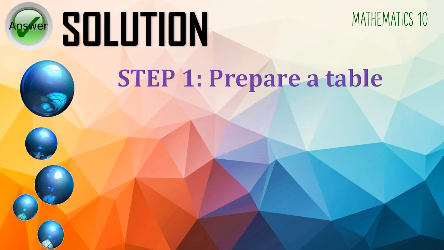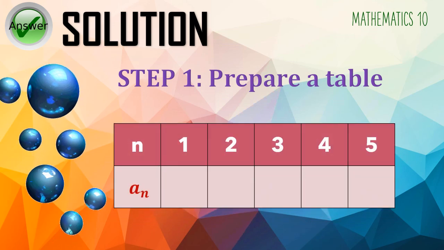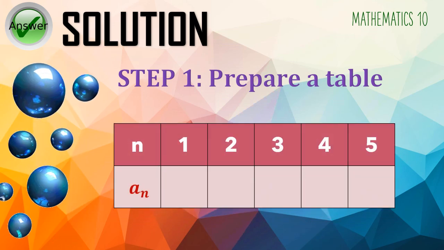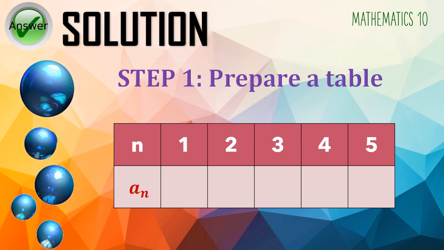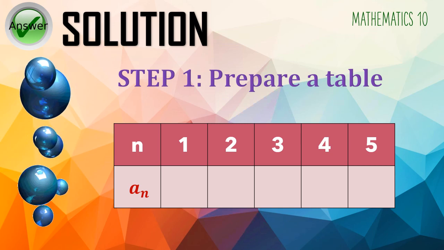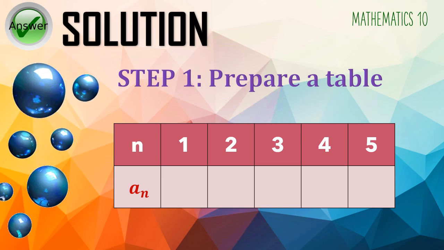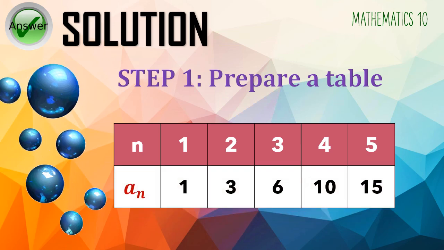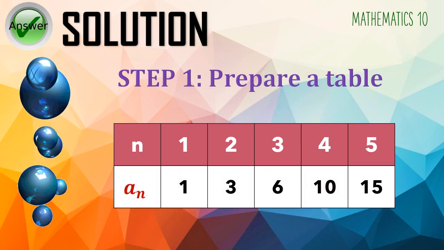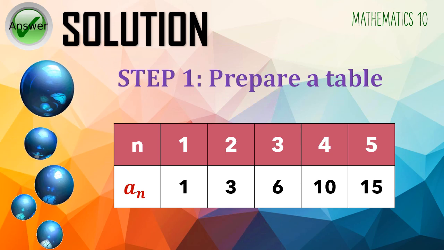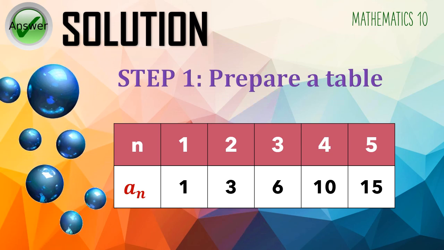First is to prepare a table. As you can see, we have the same entries for n, consecutive positive integers: 1, 2, 3, 4, 5. For a sub n, this will be based on the sequence that I gave you a while ago: 1, 3, 6, 10, 15. Let us just get the first 5 terms of the given sequence.